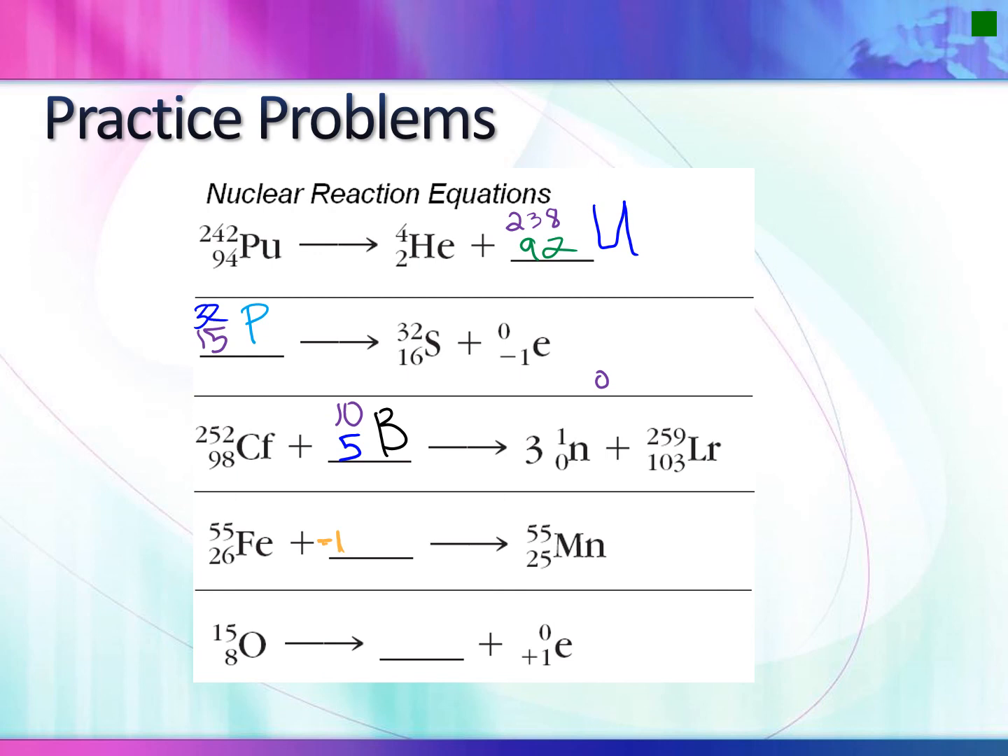And then the final one is 15 equals what number plus 0? So that would be 15. And then the bottom is 8 equals what number plus 1, which would be 7. And so that would be nitrogen. All right, now the last thing that you need to do is identify the types of reactions that you see.